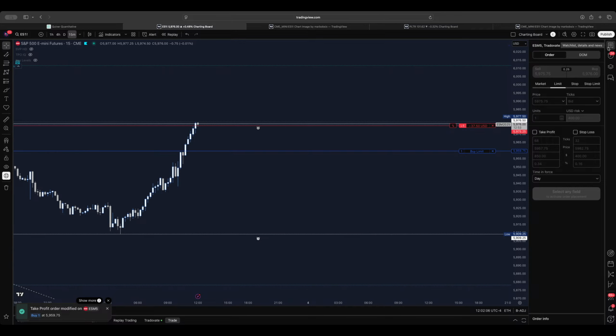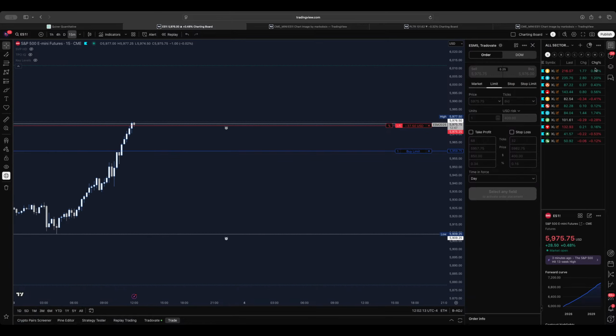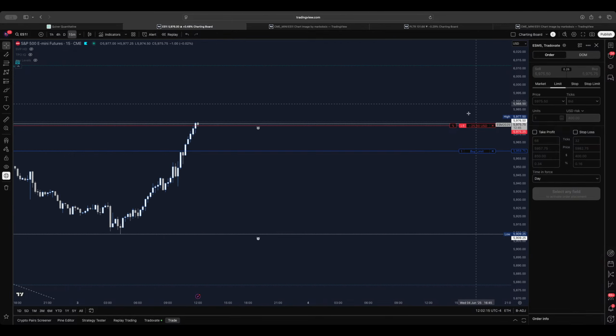I'll let you know if I exit this position at a loss or at a minor move, okay? Currently in the negative is always the case, but let's see if we have some room to go at these levels. 59.59, we'll see.